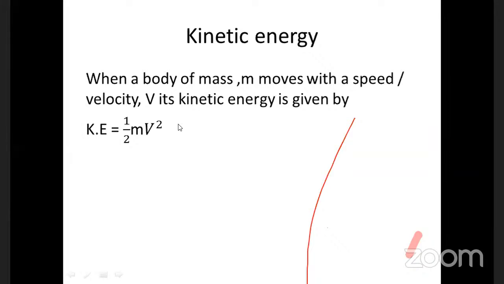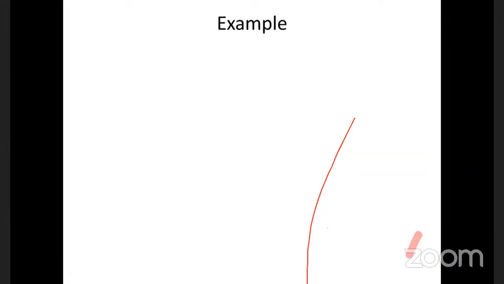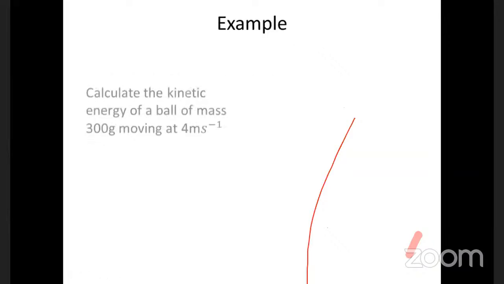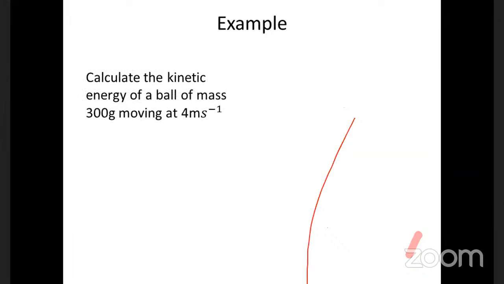So when a body is in motion, we can calculate the energy it has, and the type of energy that you'll be calculating from that body is called the kinetic energy. Now let us have this example where you're supposed to calculate the kinetic energy of a ball of mass 300 grams, which is moving at 4 meters per second.